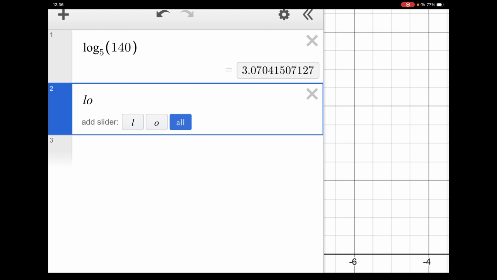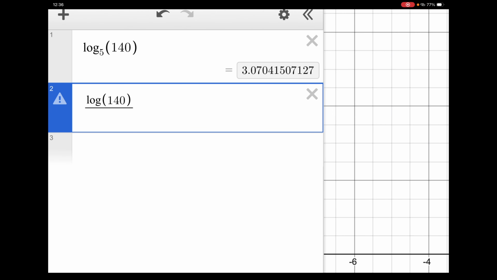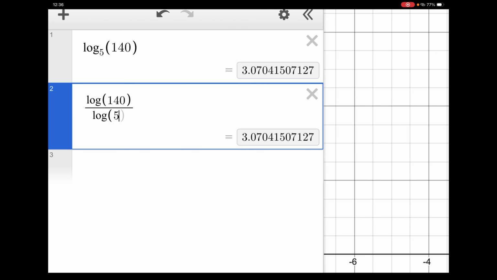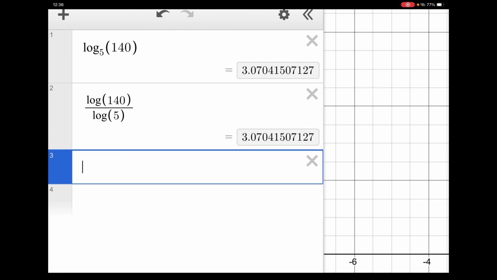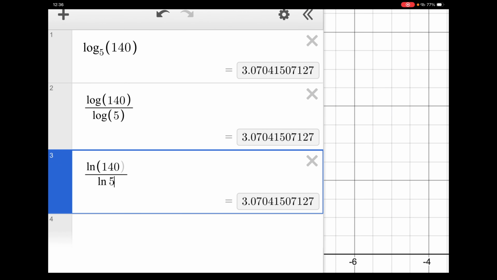So we would have to take the log of 140 and not divide that by 5, but divide that entire thing by the log of 5. And that gave us the exact same value as you see, the log base 5 of 140. Or the other option was to use the natural log: the natural log of 140 divided by the natural log of 5.